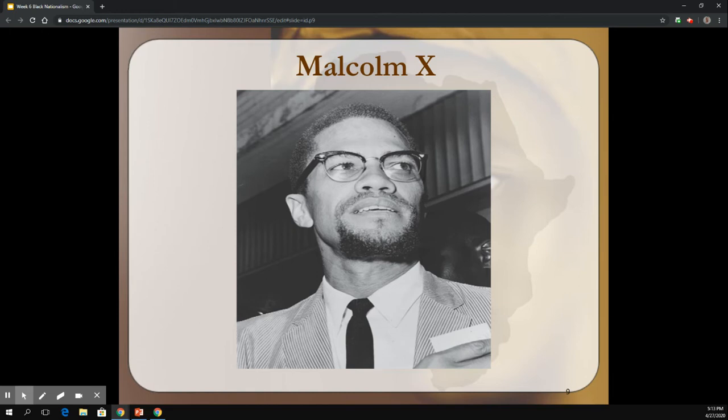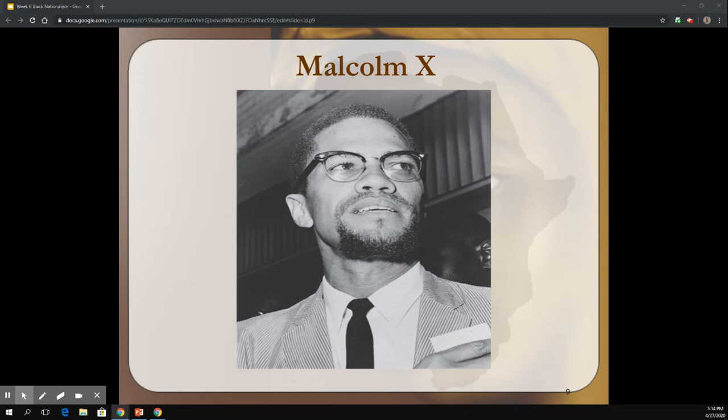Malcolm X rejected the ideology of nonviolence and racial integration. He spoke out against capitalism and white supremacy, and advocated for self-defense. Malcolm's popularity created tensions between him and the Nation of Islam. He also didn't agree with some of the actions of Elijah Muhammad.